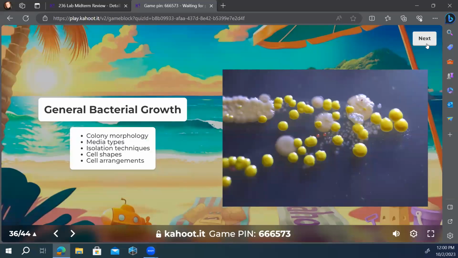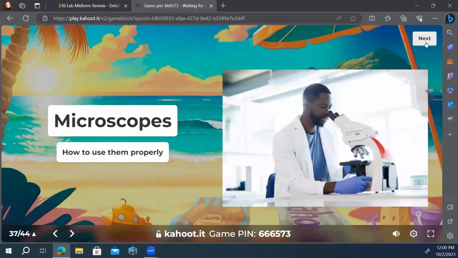Right, colony morphology: what that stuff looks like when it's growing on there, at least the words that are appropriate to describe it. The different kinds of media, like differential versus selective, because we did talk a little bit about that. We're going to actually do that when we get back. I feel like we're going on sort of vacation. But anyways, we have colony morphology, media types, isolation techniques like the streak plate. There are other ways to isolate organisms as well, like serial dilution. We have cell shapes and cell arrangement, not to get them confused with one another. All right, the microscopes and how to use them properly.